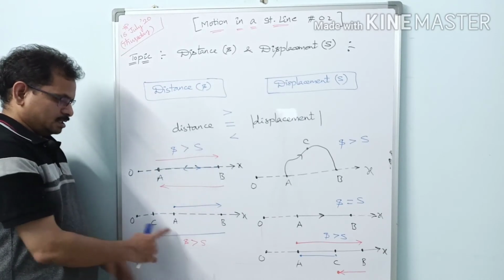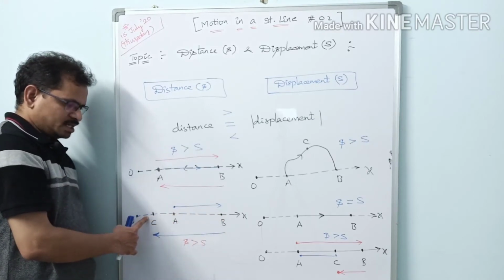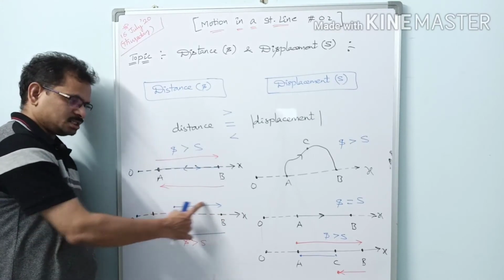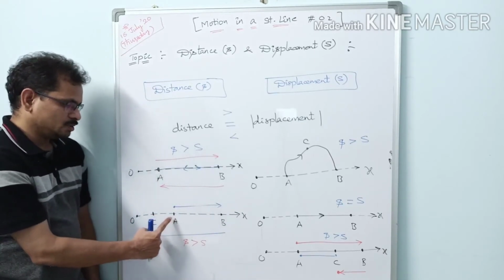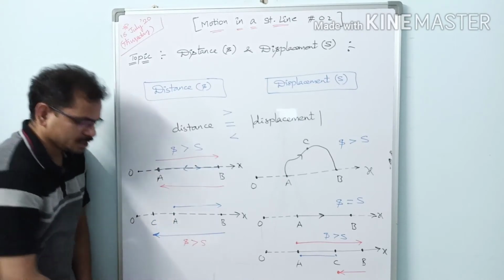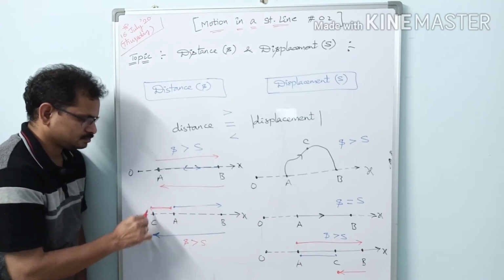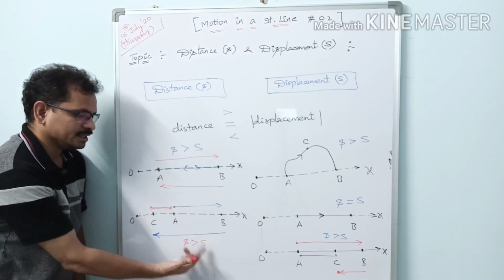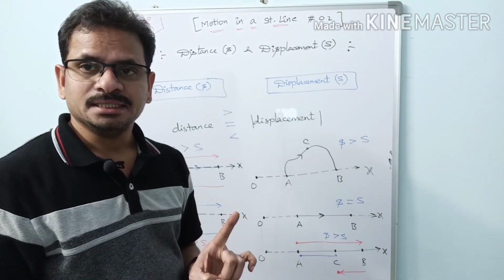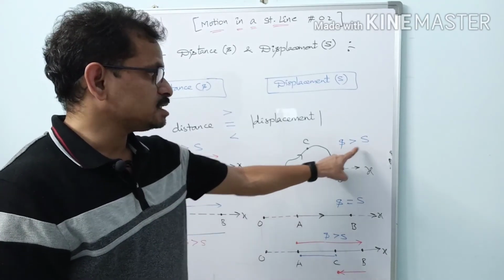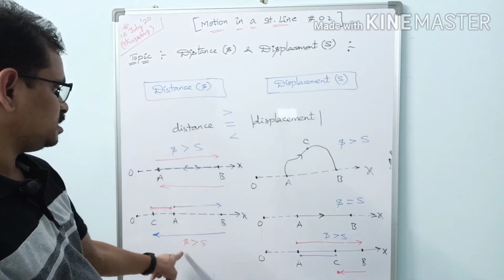So next, in this case, the particle moves from A to B like this, comes back to reach point C like this. So what is the distance here? The length of this blue line plus the length of this blue line. What is the displacement? This one, A to C. This is the smallest line, no? A to C. So here also distance is greater than displacement. In almost all cases, distance is greater than displacement. Here it is greater, here it is greater, here it is greater.